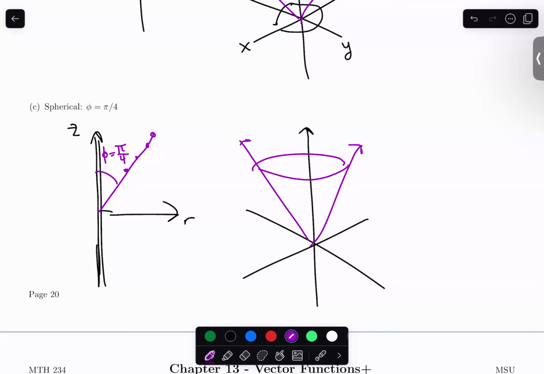So we will do more of this come chapter 15, but I did want to let you know that you can actually graph these sorts of equations in cylindrical and spherical as well, without going back to Cartesian every single time.